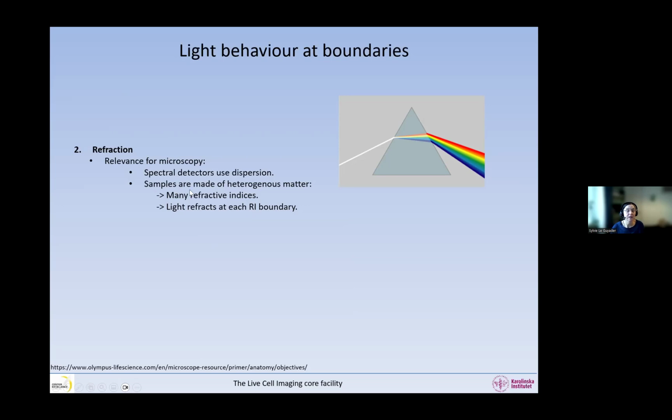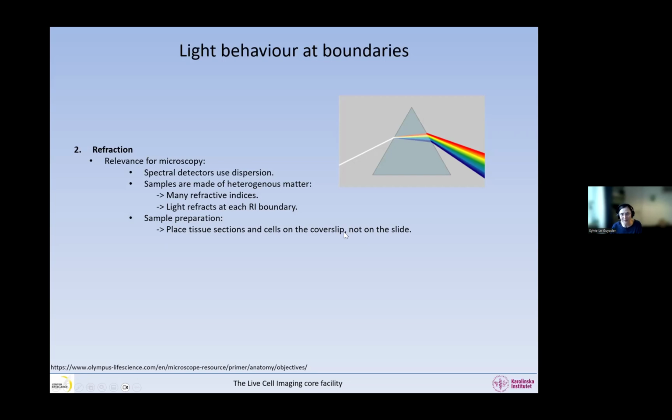But also, samples are made of heterogeneous matter. And so, when you have lipids in your sample, you have membranes, maybe you have cytoplasm, and you have proteins on the outside of the cells in the extracellular matrix. All these have different refractive indices. And so light refracts at each refractive index boundary. So that's a lot of refraction that happens in our samples. And every time we are getting all this spreading of the light all over the place. So when we prepare a sample, it's important to place the tissue or the cells on the cover slip directly, not on the slide, if we can.